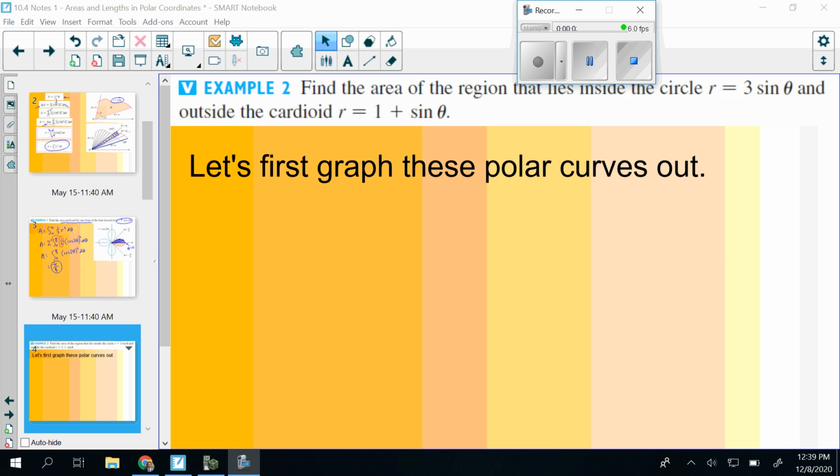All right, let's look at another problem here. It says find the area of the region that lies inside the circle r equals 3 sine theta and outside the cardioid graph of r equals 1 plus sine theta. So first, let's look at what these graph out to be.